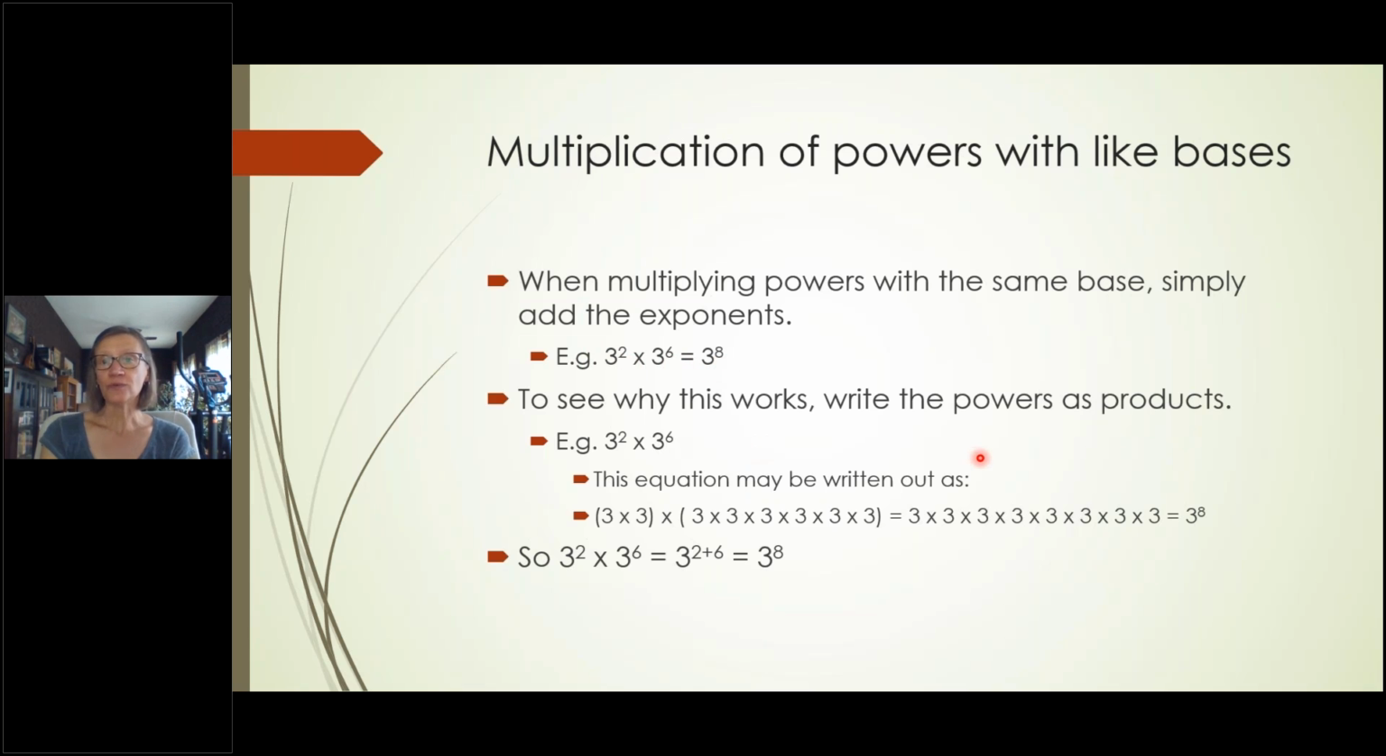To see why this works, you can write the powers out as products. So the equation 3 squared times 3 to the 6th can be written out as 3 times 3 times 3 times 3 times 3 times 3 times 3 times 3. You don't need the parentheses because it's all multiplication. So it's all these 3's, which is the same as 3 to the 8th. So 3 squared times 3 to the 6th equals 3 to the 2 plus 6, which equals 3 to the 8th. So that's a very neat way of doing that without having to do all the writing it out and figuring.